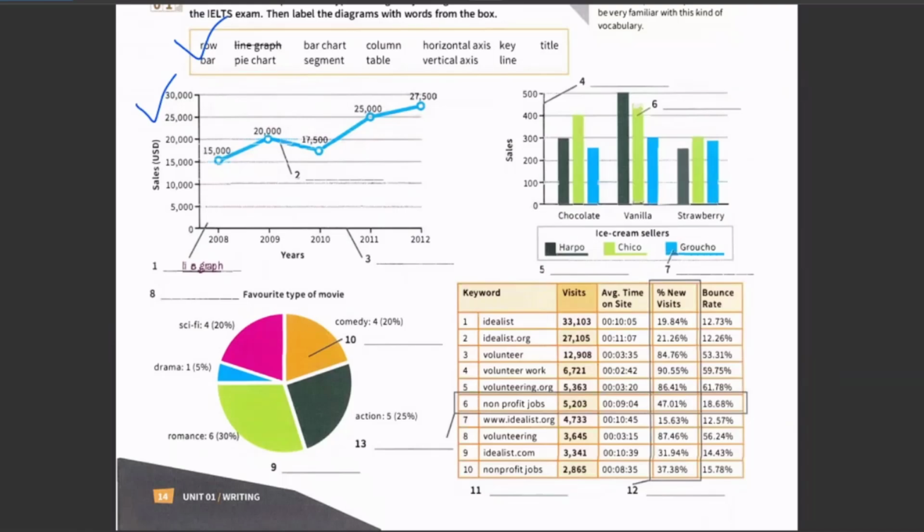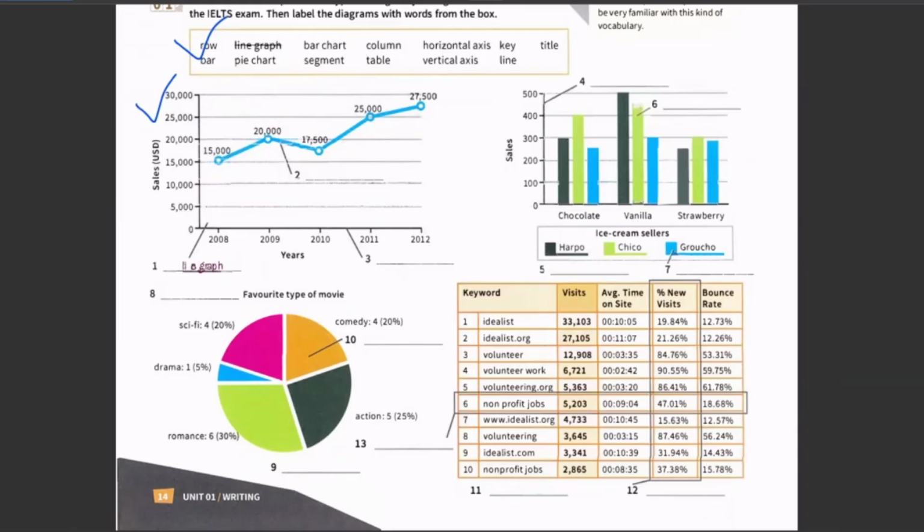Yes, I'm done. Okay, great. So let's check the answers. For number one, it's already done for us. That's line graph. And number two, give me the answer for number two. Line. Line, very good. Number three, Horizontal axis. Excellent. Number four, Vertical axis. Great. Number five, Bar chart. Good. Six, Bar. Very good.